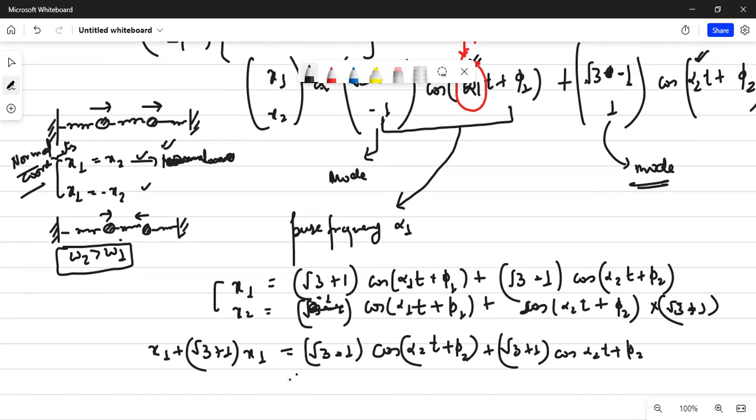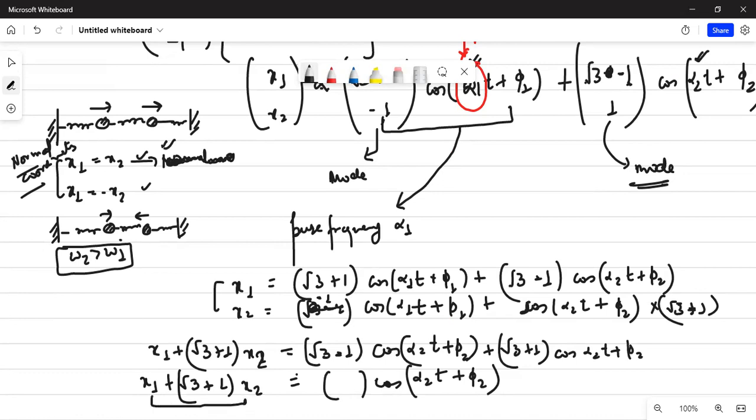This will be some constant, I'm not bothered about it. This will be cos alpha 2 t plus phi 2. So one of the normal modes I told you corresponds to alpha 2. With respect to alpha 2, I'm seeing that x1 plus root 3 plus 1 x2, this particular linear combination of x1 and x2, is executing oscillations with frequency corresponding to alpha 2. So this is one pure frequency.